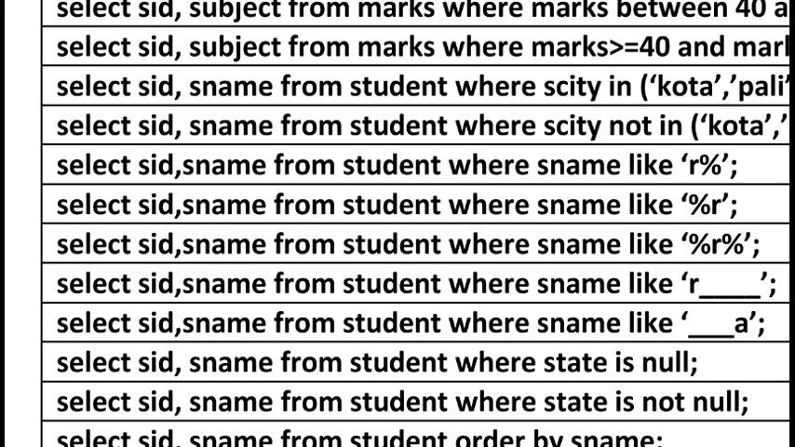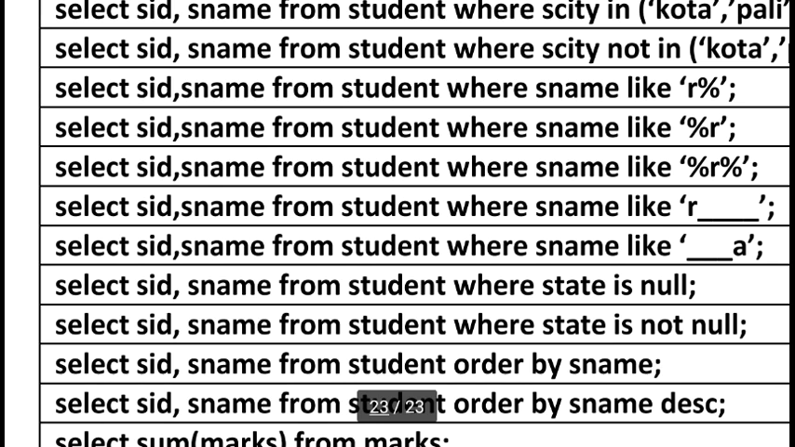Select SID, SNAME from student where SNAME like '%R%'. Here, keep in mind, we must always use the LIKE keyword. In the middle R is compulsory, and anything before and after will also be included, and you can see the result.